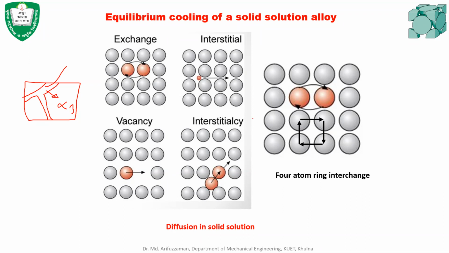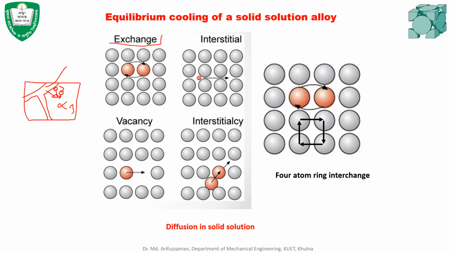And how does it occur? There are various methods for that, like exchange. That means there is an atom in here, and there is an atom in here. This atom goes to the position of the other atom, and that atom goes to the position of this atom. Because when the material is at high temperature, atoms vibrate and have kinetic energy, and because of that kinetic energy, the position of the atom can be changed. That's called the exchange method for solid state diffusion.